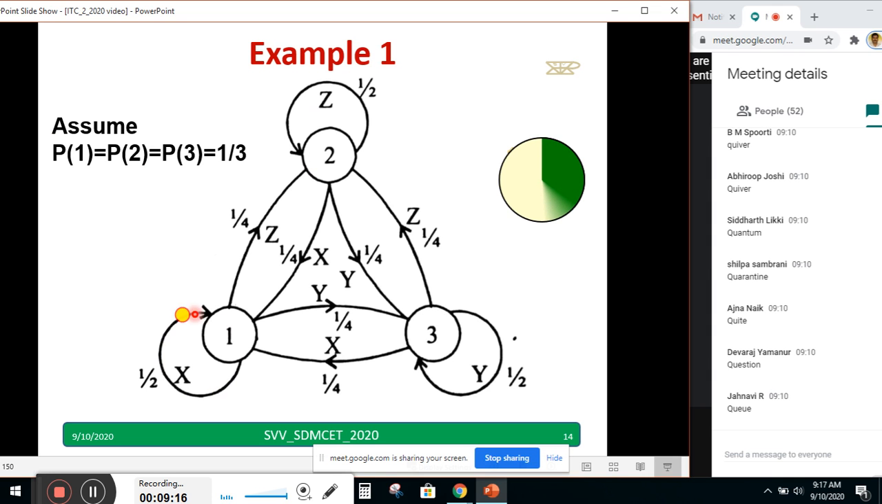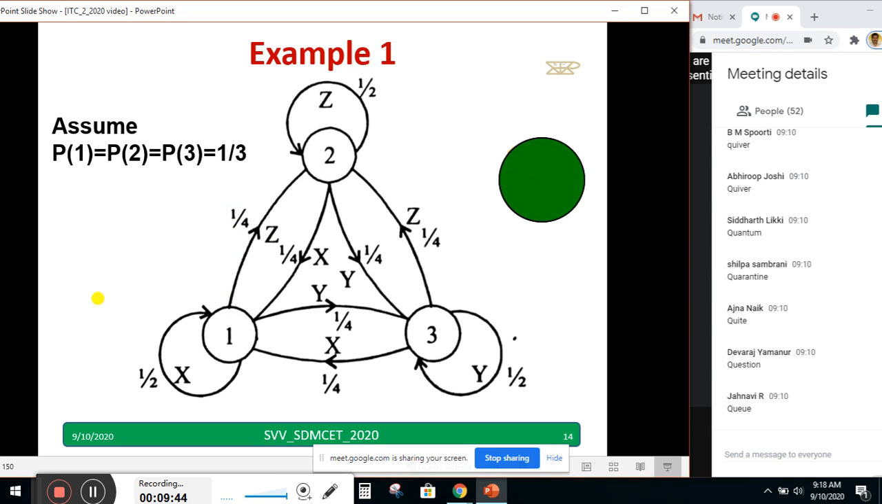Please copy down the directions properly. Direction, the probability, copy down the symbol properly. Don't change the state also. State you have to write down properly. The direction, for example, it is from 1 to 2. What is the probability? 1 by 4. Which symbol is emitted? Z is emitted. So you have to note down properly.